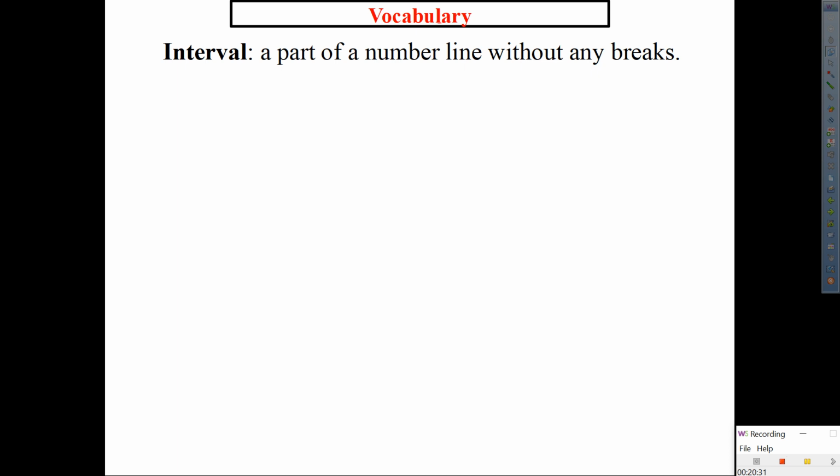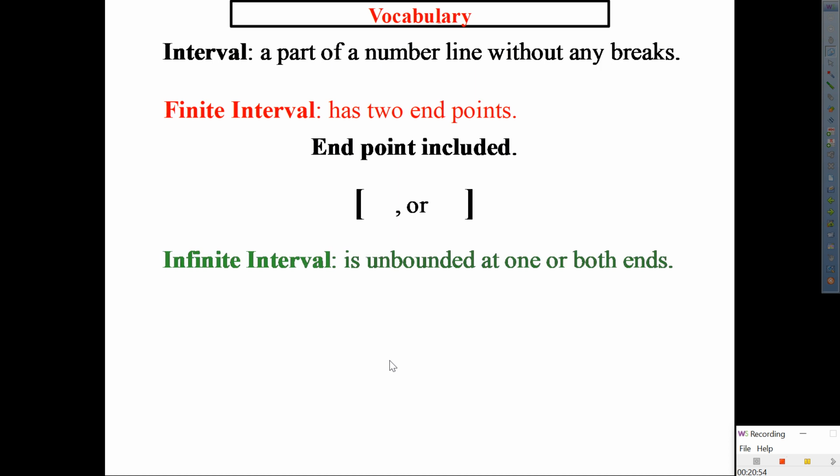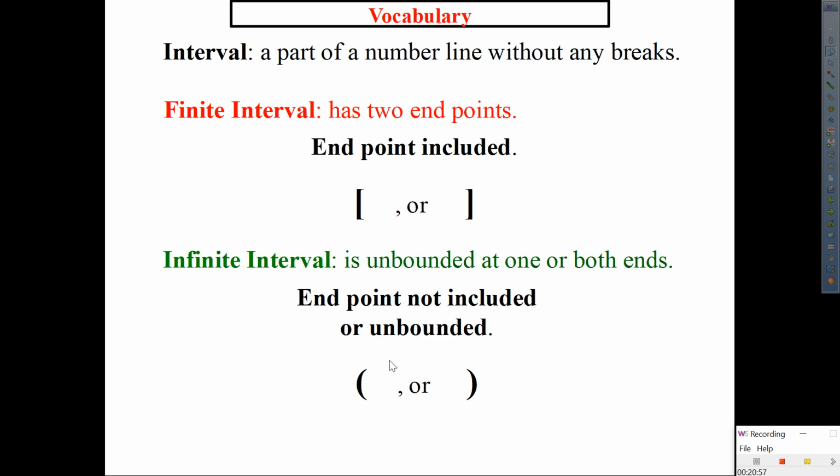Now, there are only 2 types of intervals. The first one is called finite. That means it has an ending point on both sides. Or infinite. That means that one or the other side goes to infinity and beyond. So once again, finite means it has a stop on both sides, or infinite, it keeps going. The symbol I'm going to use is a bracket to show that it stops or is included, and parentheses to show that it's not included or it keeps going to infinity.